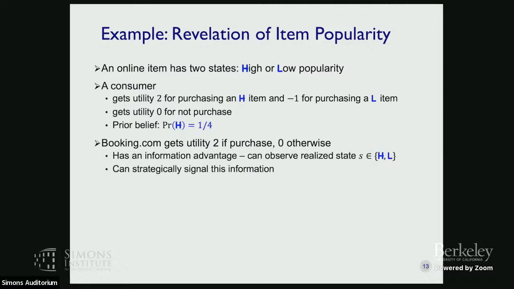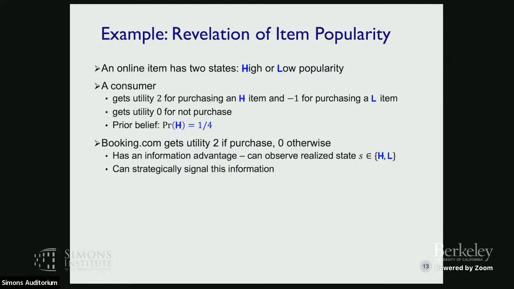Fortunately, the website has an information advantage. They usually can observe the realized state of high or low popularity because they can monitor all the browsing activities for this particular hotel. Therefore they can strategically signal this realized state to influence the consumer's purchase behavior. That's exactly why you see in the previous picture something saying 7 people purchased it in the past 4 hours. That's the information revelation. That's our question.